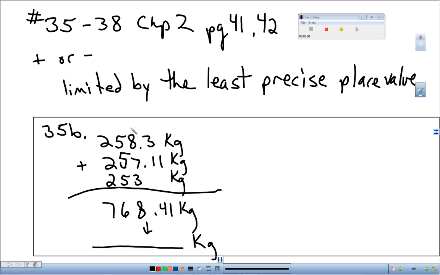What is this if I round it to the ones place? 769 or 768? There's a 4, so don't round the 8 up. I get an 8, I think. 768 kilograms. That's your final answer. Questions?